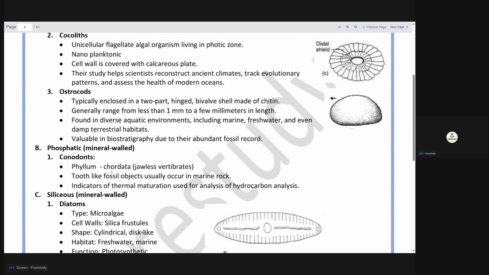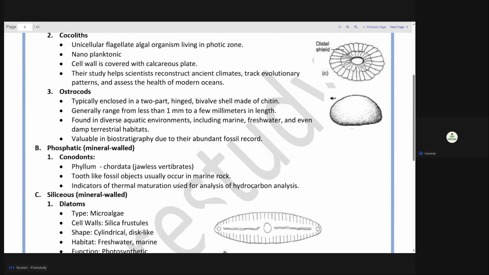Okay, so mostly this is actually a soft-bodied organism which had a chordate. Chordate means which has a spinal cord type of thing. But the fossils that we get are mostly the tooth or teeth of the organism conodont. Tooth-like fossil objects usually occur in marine rocks. So what we get is mostly the tooth of conodonts.